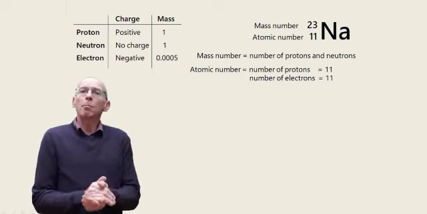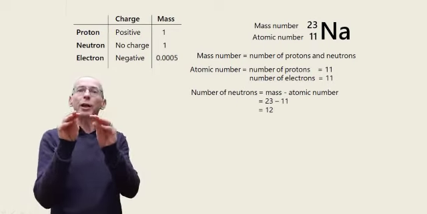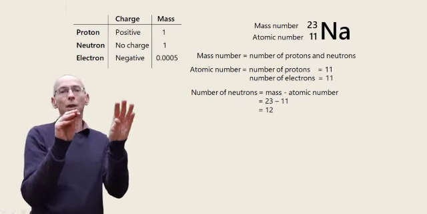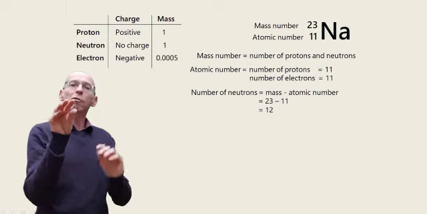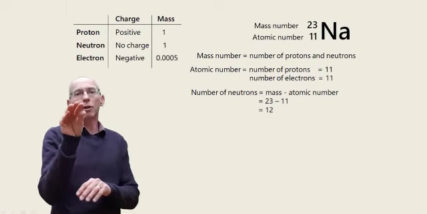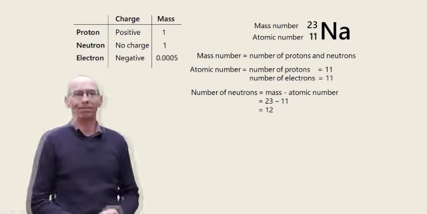How do you work out the number of neutrons inside the nucleus? Of those 23, 11 of them are protons and the rest are neutrons. So take away the number of protons, you're left with the number of neutrons. Subtract the two numbers, that's 12.